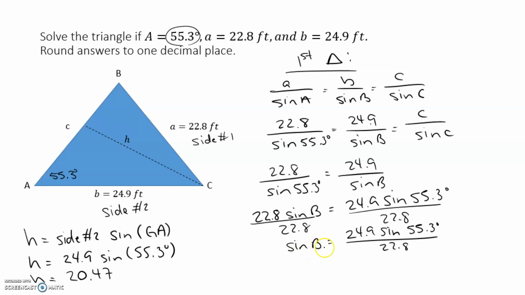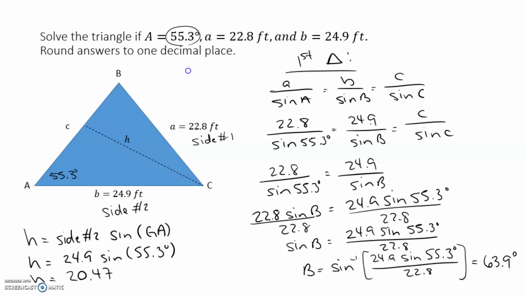But I don't want sine of B. I need just B. So I'm going to move sine over, and it's going to become the inverse sine of this whole thing: 24.9 times sine of 55.3 all over 22.8. Okay. Now when you plug this into your calculator, you should get 63.9 degrees for B.